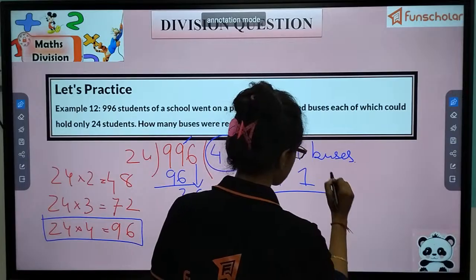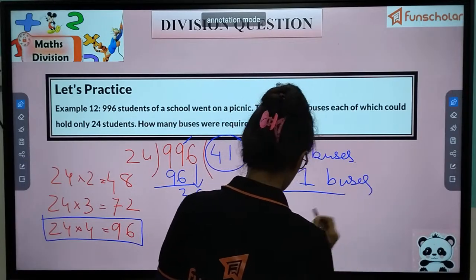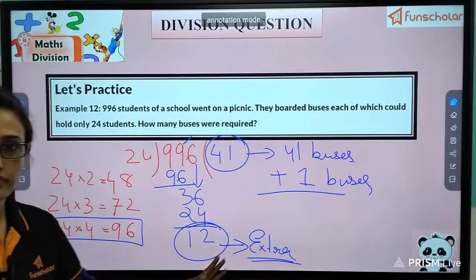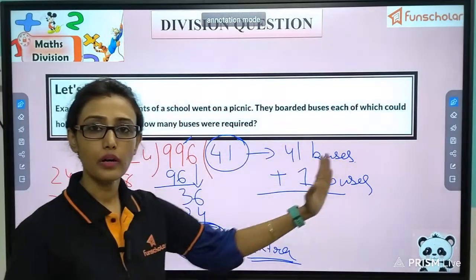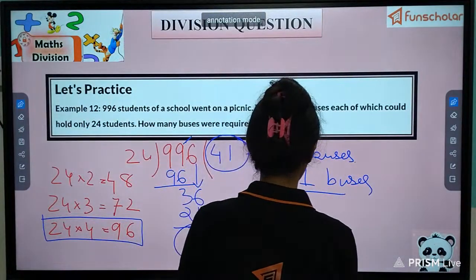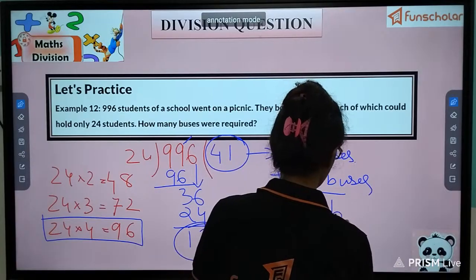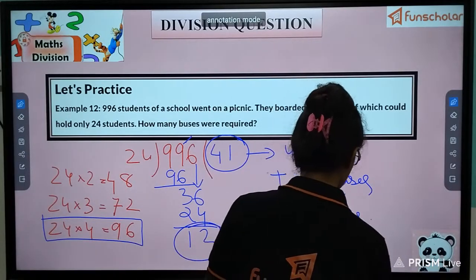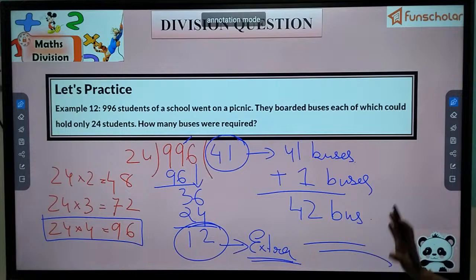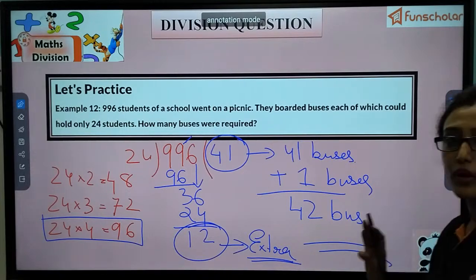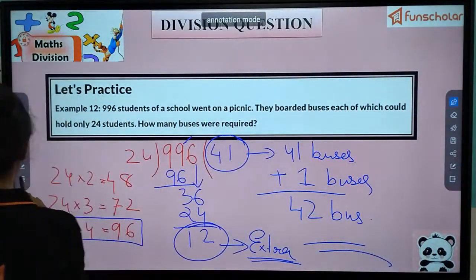Why plus one bus, ma'am? Because the extra students left, they will go to another bus. So total number of buses will be 42 buses. So this was an excellent question of division. Okay. So how I have done it, you have understood it well, I think.